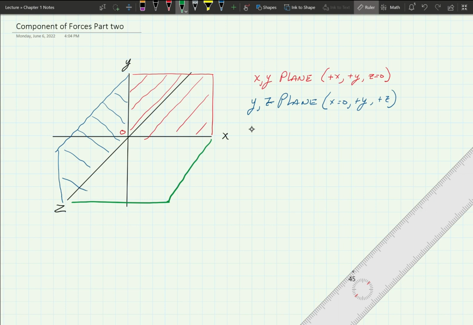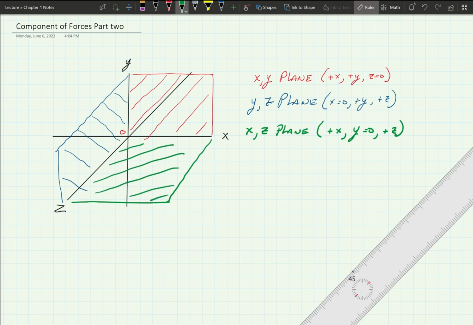All right, and the last one will be this one. Okay, and this will be the XZ plane. And that'll have a positive X, Y equal to 0, and a positive Z. All right, and by positive, I mean you're going to get a value out there someplace in that plane. Okay, and it should look like all this. And those will be the planes we're playing with, okay?